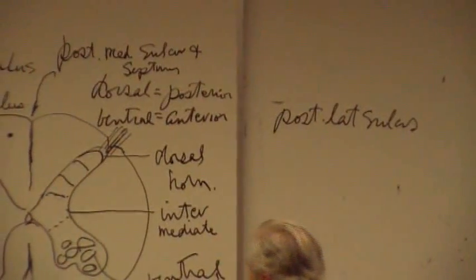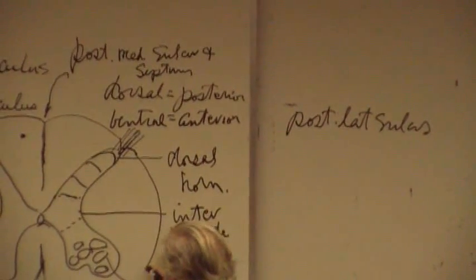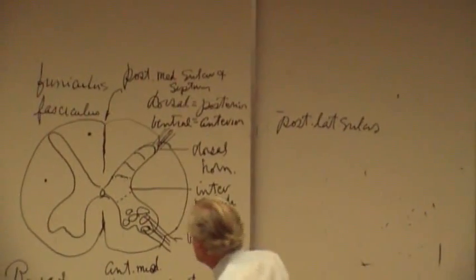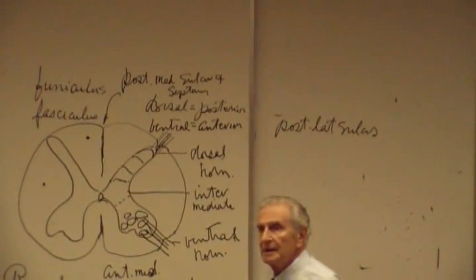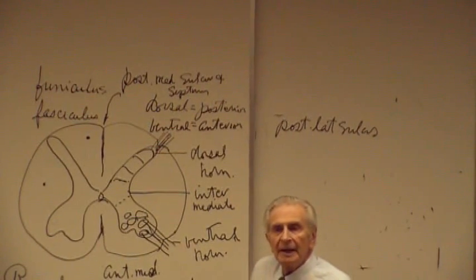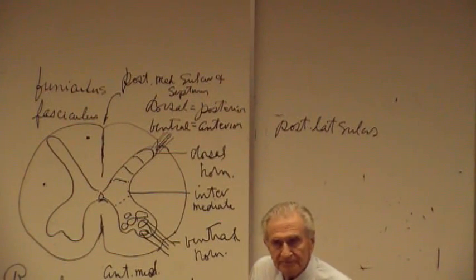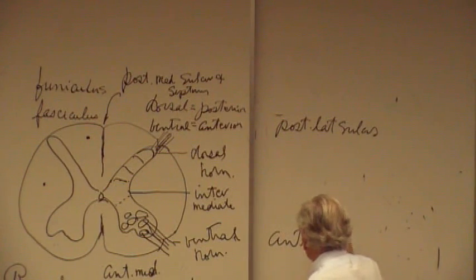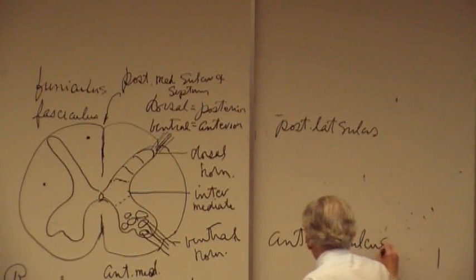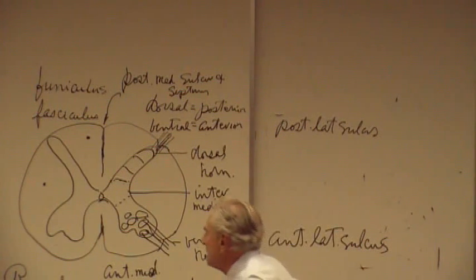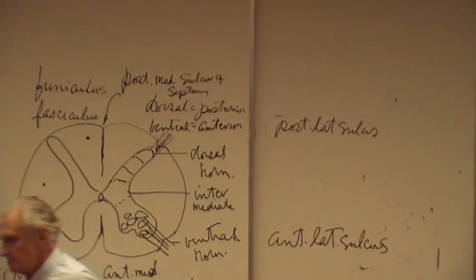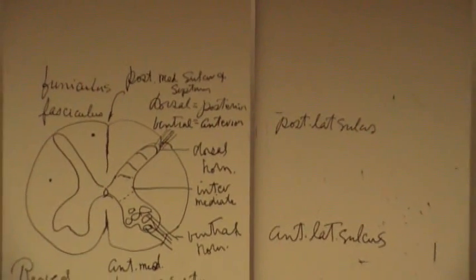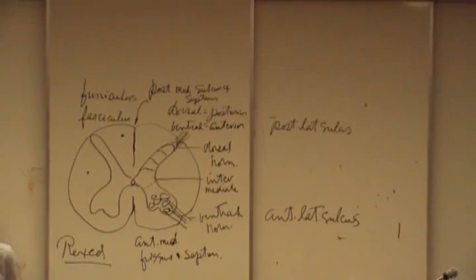And for the same reason, you have a little indentation here where the motor neuron axons are leaving the spinal cord. And we call that the anterolateral sulcus. Now those are really the major, just gross structures in the cord.